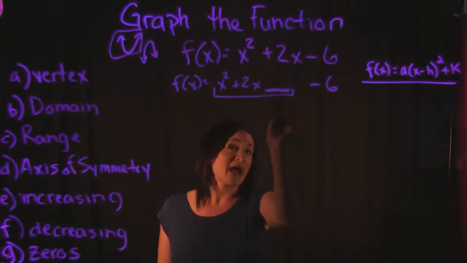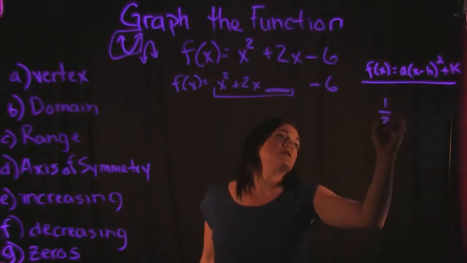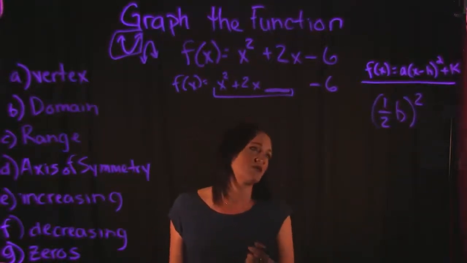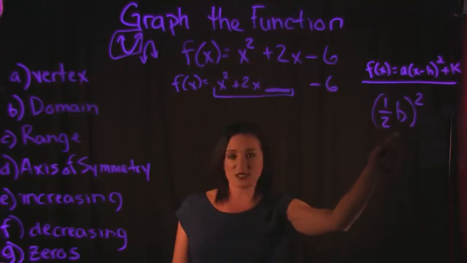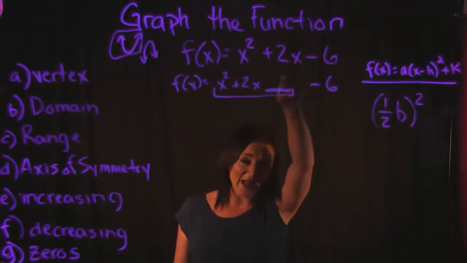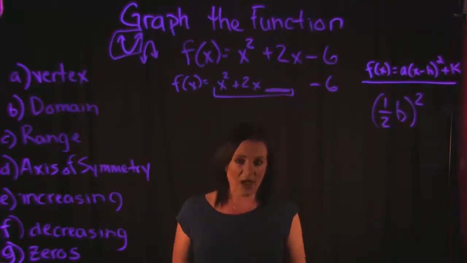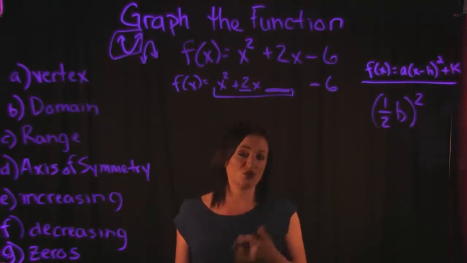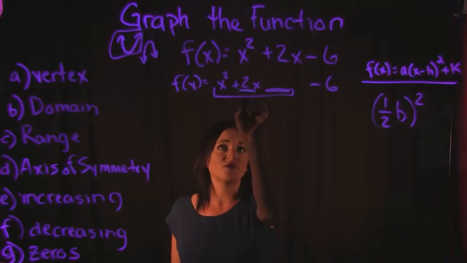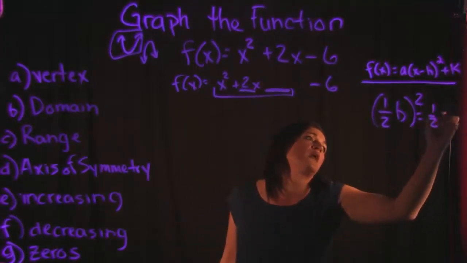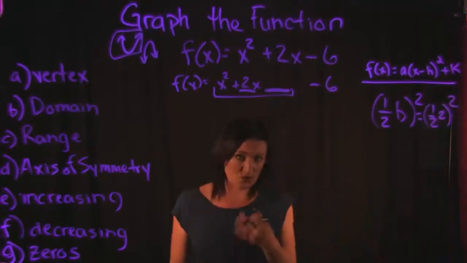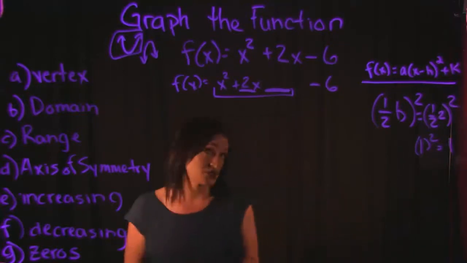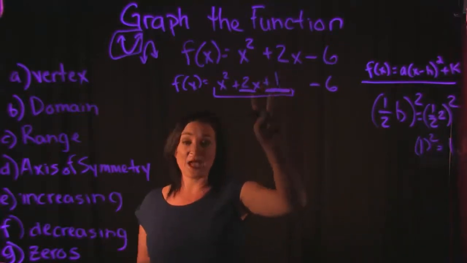Now, in order to come up with that magic number right over here, that is this (1/2 b) squared formula. You've probably seen that before. Inputting into this little mini formula is what's going to give you that magic number that's going to allow us to factor this perfectly. So remember that b is the coefficient of your x term, so your x to the first power term. Our coefficient for x is a 2. So I'm going to put in (1/2 times 2) squared. Well, half of 2 is 1, and 1 squared, 1 times 1, is 1. So I am going to add in a 1 here.